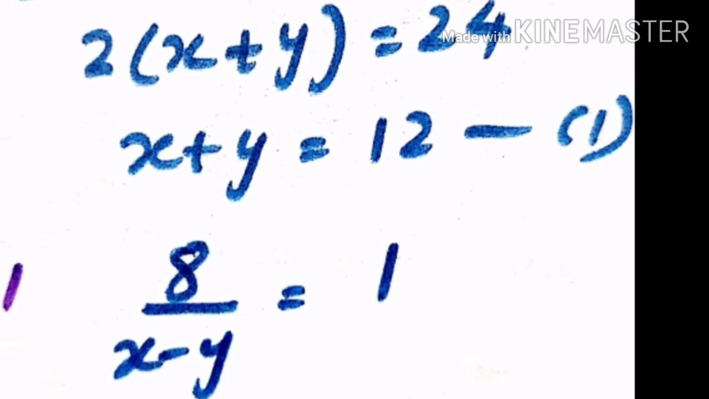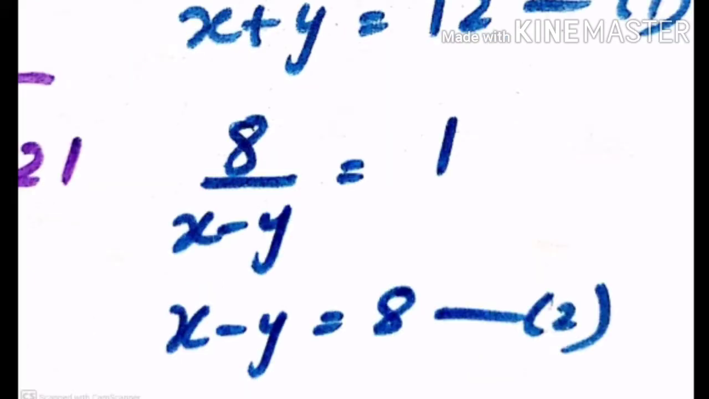Now you have to read further that it returns in 1 hour. Returns means it covers the same distance. The distance given is 8 km. So on returning also 8 km, but on the return it has to come upstream, so the speed is x minus y. So distance 8 upon speed x minus y is equal to time 1 hour. It is already given in hours, so we do not convert it. Now we take a cross multiplication by 1. So x minus y is equal to 8 is our second equation.